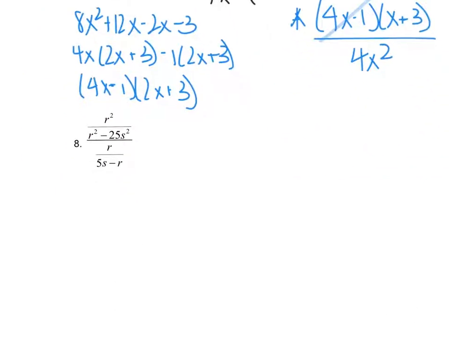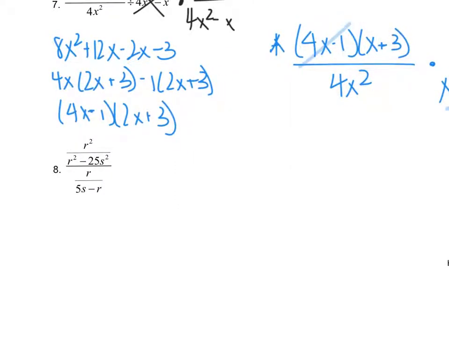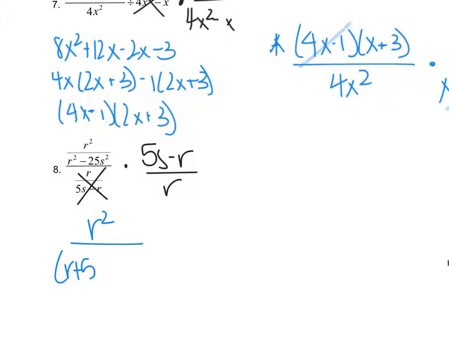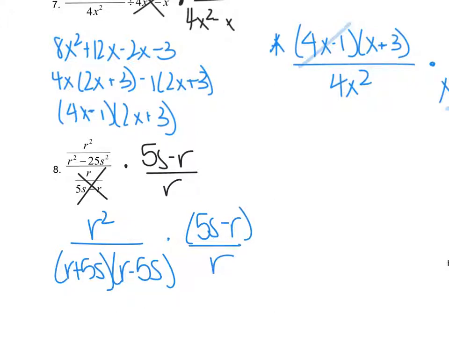Okay. All right, last example. This is one of those ones where it's a complex fraction, so you're going to flip the bottom fraction because that's what you're dividing by. So we're going to take 5s minus r over r. And then let's factor what I can. So that is difference of 2 squares. I'm sorry, I forgot the s. So 5s plus r, and then r minus 5s times 5s minus r over r.